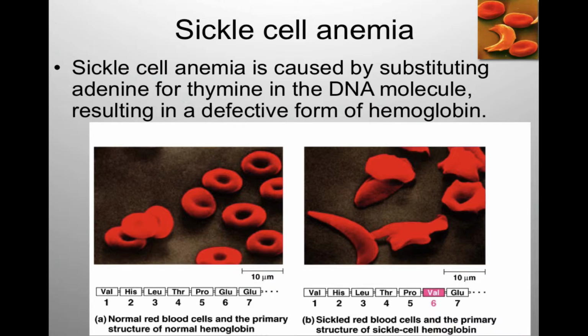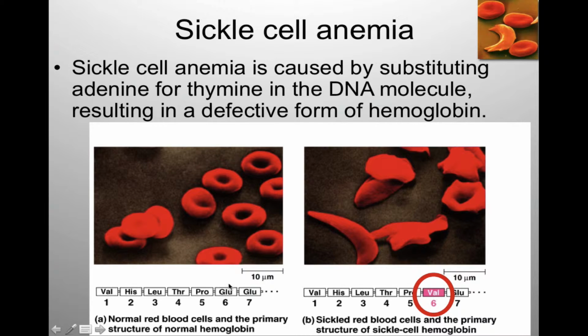Sickle cell anemia is one of those disorders that's caused by a substitution. Sickle cell anemia is caused by substituting adenine for thymine in the DNA molecule, resulting in a defective form of hemoglobin, and hemoglobin is the protein that carries oxygen. Here, if we take a look at the normal red blood cells, the structure of the normal hemoglobin and the amino acid sequence, and then take a look at the sickle cell, we can see a different amino acid that pops up, and that's because there's a change in the bases that code for the specific amino acid.